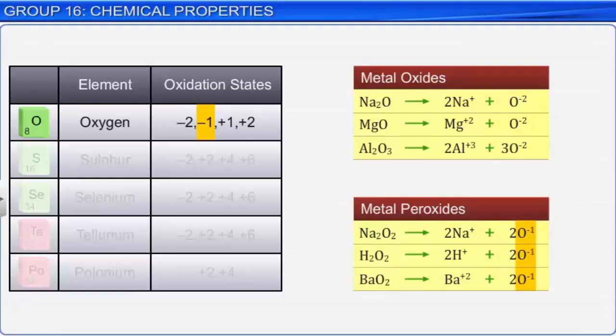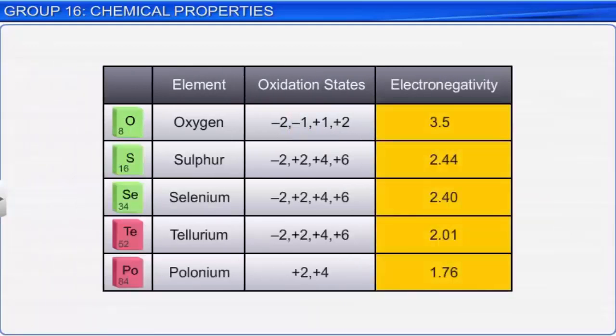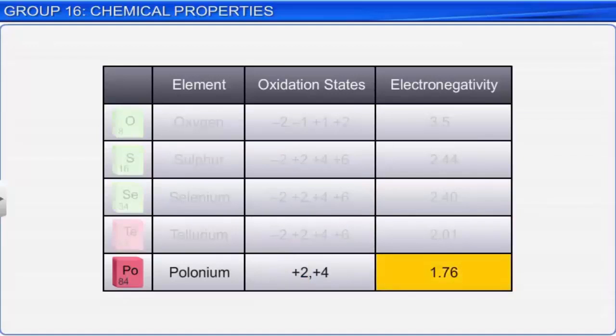Since the electronegativities of the elements decrease as we move down the group, the tendency of these elements to show -2 oxidation state decreases from sulfur to polonium. Since polonium has the least electronegativity, it does not show an oxidation state of -2. Instead, it shows only positive oxidation states.